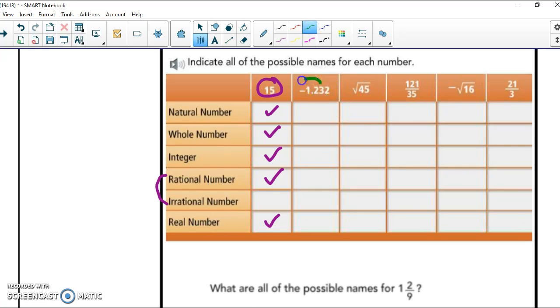Let's check out this decimal here. Since I see that it's a decimal and it's negative, I know it's not a counting number. I certainly did not learn this in preschool. It's also not a whole number, and it's a decimal, so it's not an integer. However, it's a decimal that ends or terminates, so it is rational. I could write this as a fraction. It's rational, so it's not irrational, and it's also real.